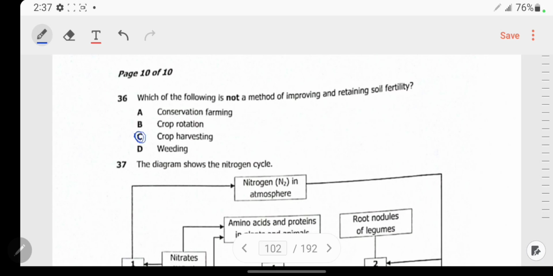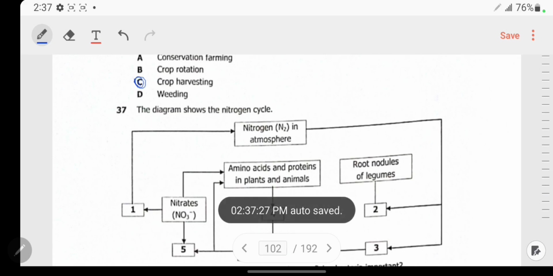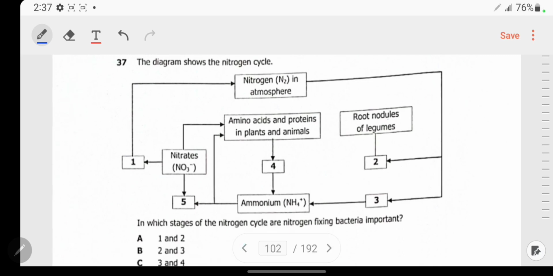So it's crop harvesting. Looking at 37, the diagram shows the nitrogen cycle. Nitrogen in the atmosphere is converted into ammonia. We also have the root nodules of the legumes. Amino acids and proteins in plants and animals, when they die, begin to decay and form ammonia. So this one is not.